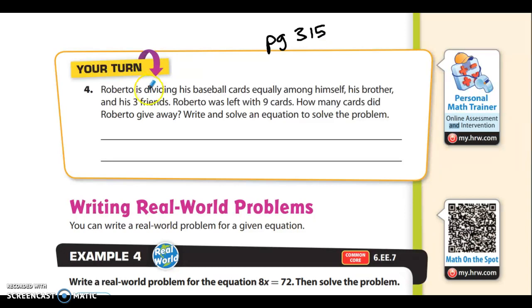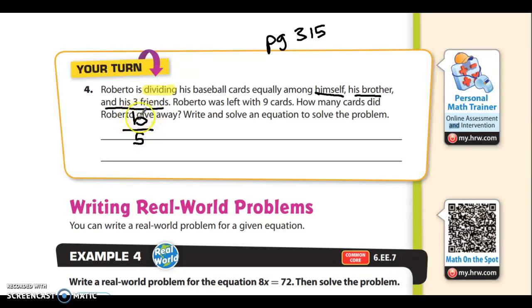It says he's dividing. So since this is algebra, we're going to write division as a fraction. And he's dividing his baseball cards. How many cards does he have? We don't know that. So you could start with B for baseball cards. And he's going to divide those by how many people? Some kids would say 3, but it's not going to be 3 because it's himself, his brother, and his 3 friends. How many people is that? It's a total of 5. So the expression is B divided by 5.